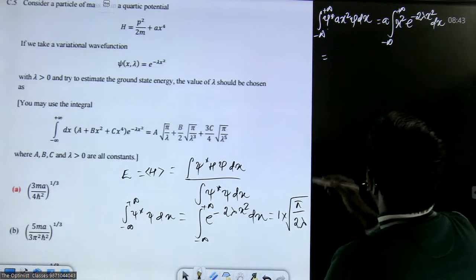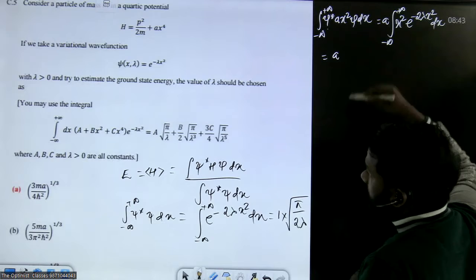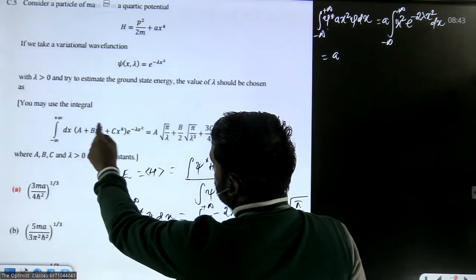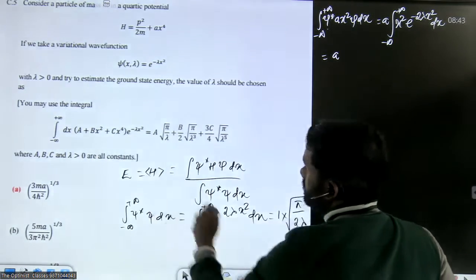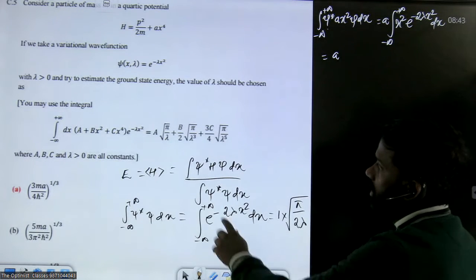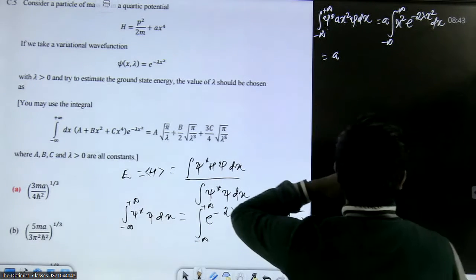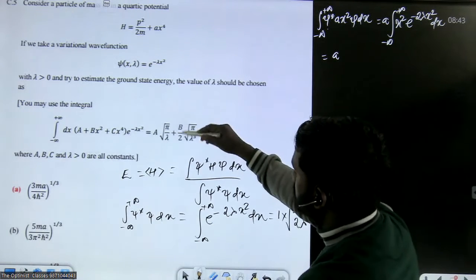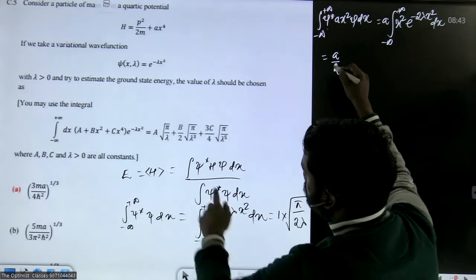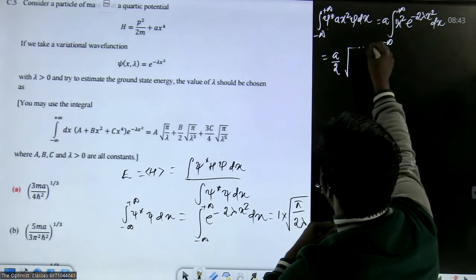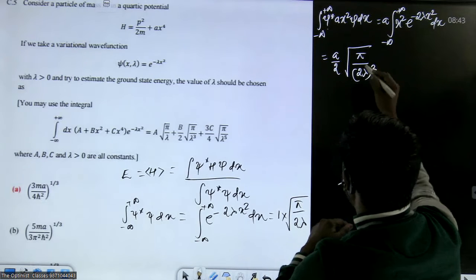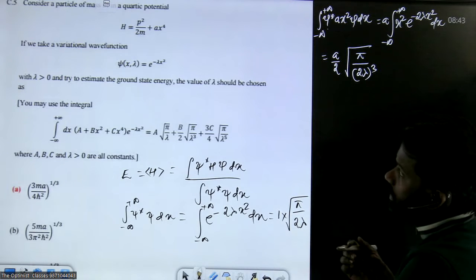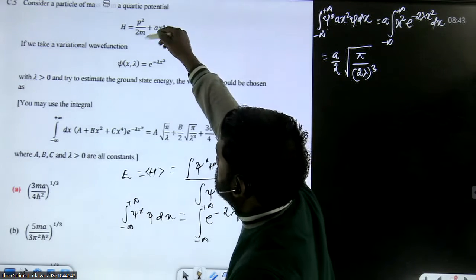So here we have a, and this kind of integration is given here. The b term is not there, but x square is multiplied by e to power minus lambda x square. Again there is lambda here, but in our integration we have 2 lambda, so we'll get a factor of 1 by 2, and root under pi divided by lambda cube, so here 2 lambda whole cube. This we get.